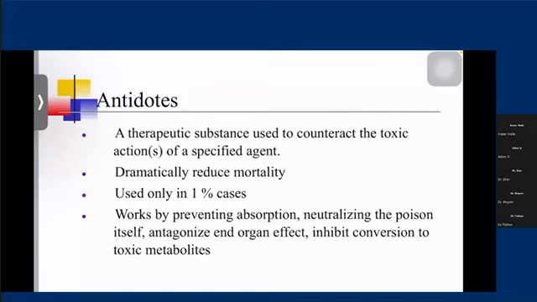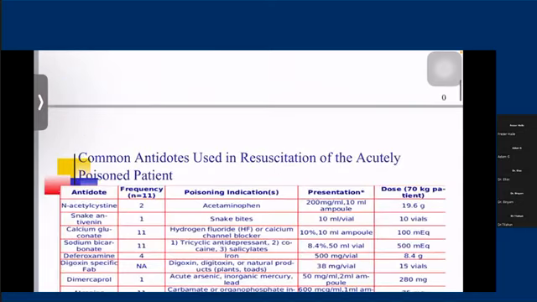So antidotes work by preventing absorption, and there are also those which act by neutralizing the poison itself, those which can antagonize the organ effect, and those which inhibit conversion to a toxic metabolite. So there are different ways in which an antidote works. So we have to know the antidotes.